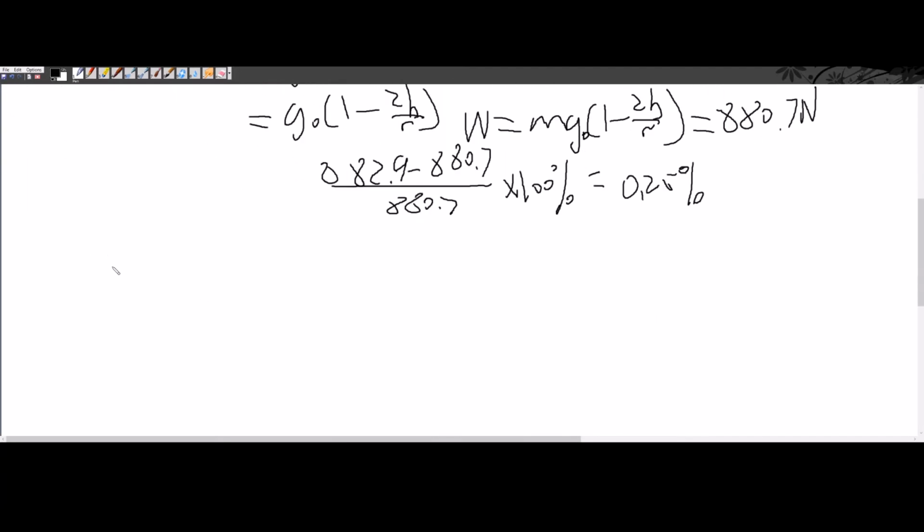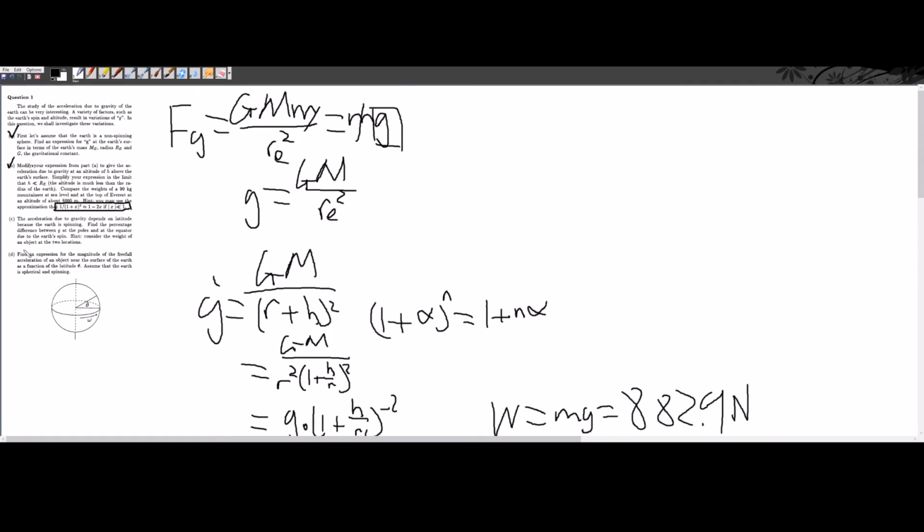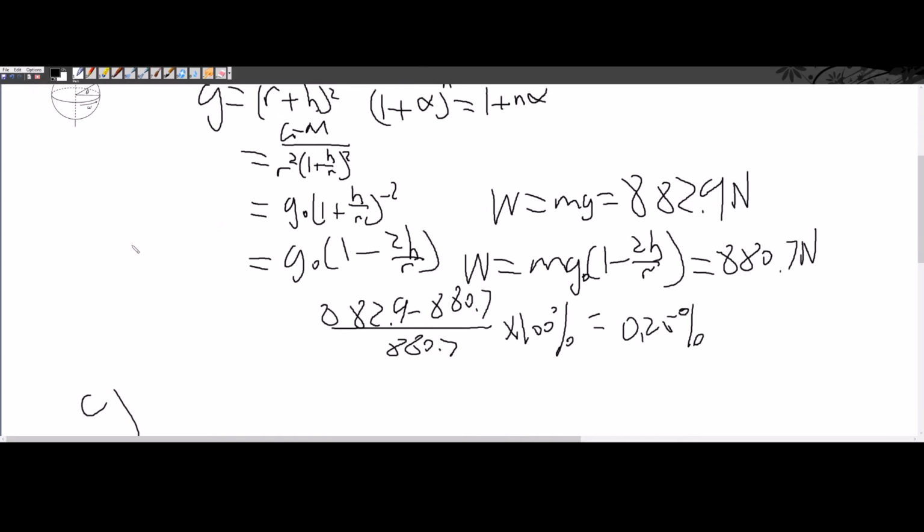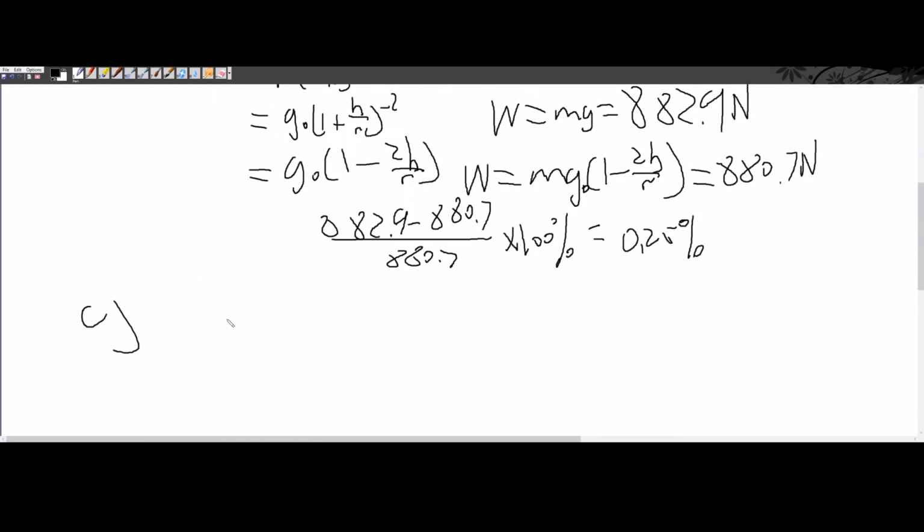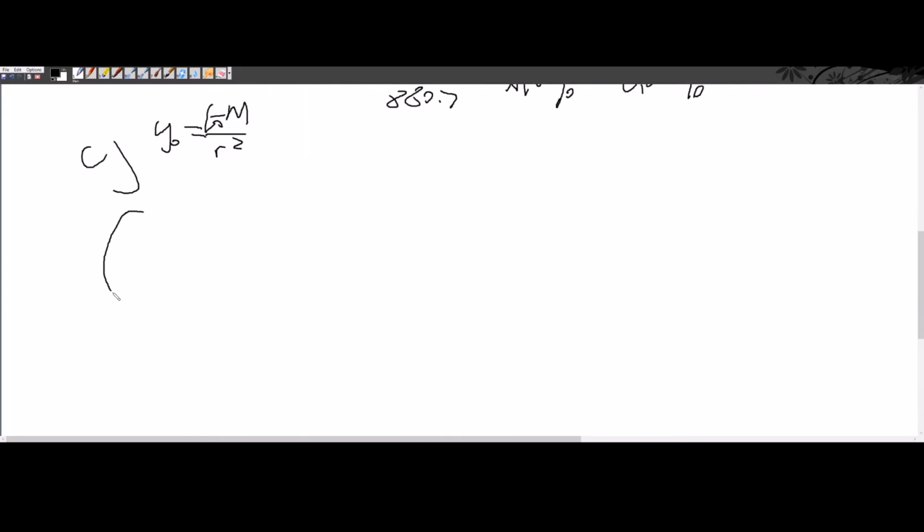Now for part C. The acceleration due to gravity depends on the latitude because the Earth is spinning. Find the percentage difference between g at the poles and at the equator due to Earth's spin. So I want to consider weight, right? g at the equator is just GM over r squared. That's g naught, right?